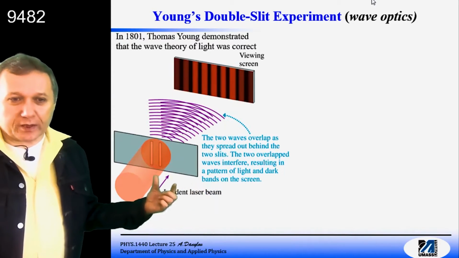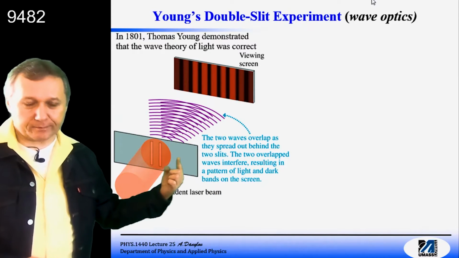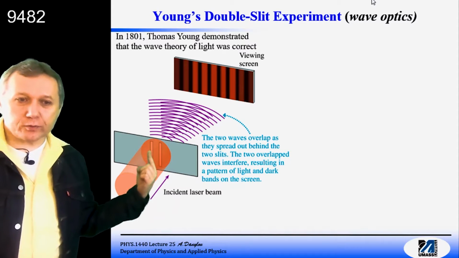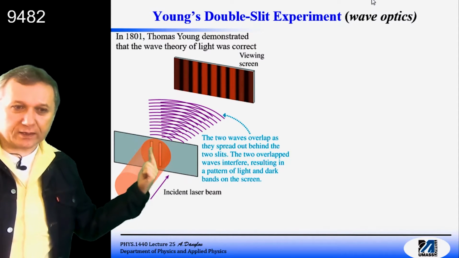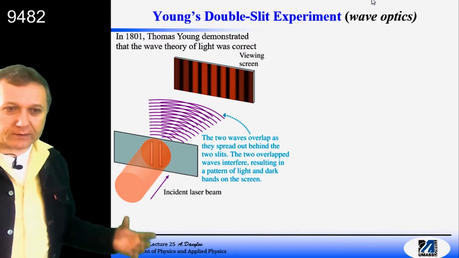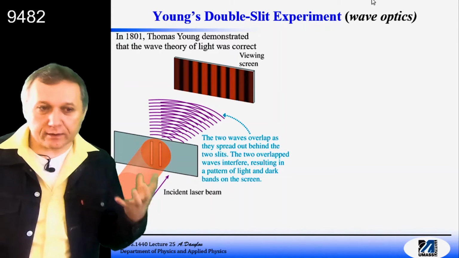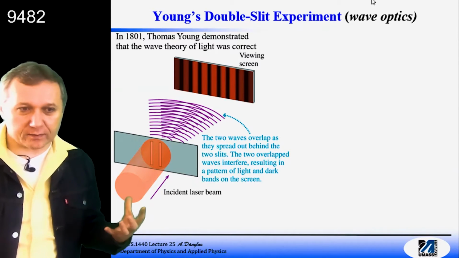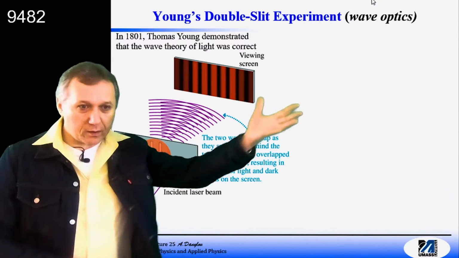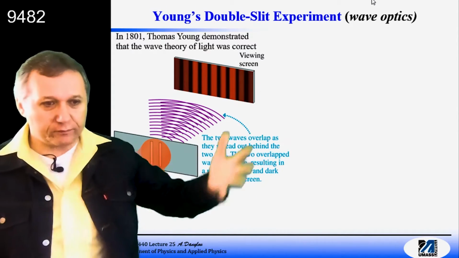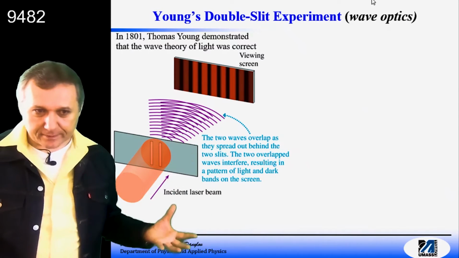Let's assume, I took this picture from the book, that we have this screen with two slits, small openings, right? This is slit number 1 and slit number 2. Let's assume that we illuminate these slits with a laser light. It's very important to use a laser, a monochromatic source. If you use just regular light, from bulbs, you're not going to observe what we're going to discuss.